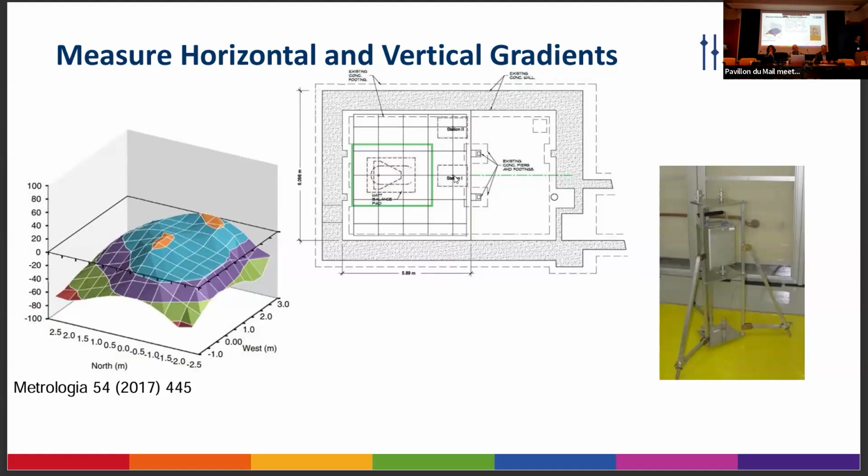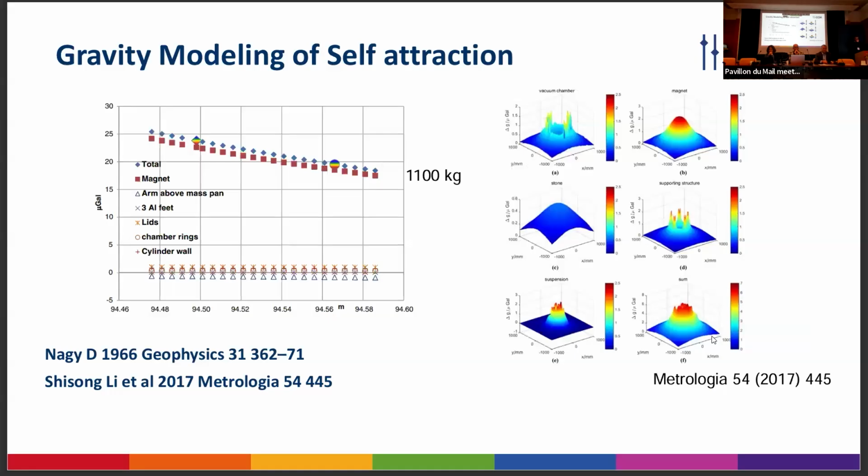This is where we measure, the whole laboratory has been measured across this square matrix you can see here. And we also measure the vertical gradients. This is just a 3-position tripod where you move the gravimeter up and down. You can measure the height gradients as well. But then that gets mapped. And then there's a few ways to determine the self-attraction of the balance itself.